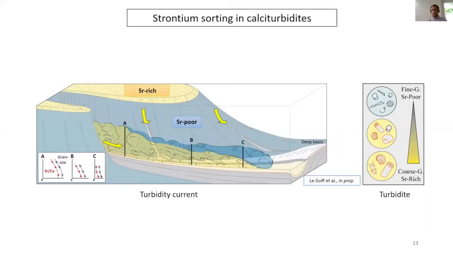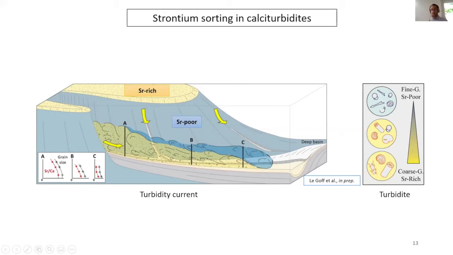So yeah, all right. I summarized this finding into this sketch, which represents, first of all, the correlation between strontium calcium ratio and grain size, and also the transfer from the platform tops with Sr rich grains, mixing with strontium poor pelagic fraction derived from the slope and the basin floor, and the deposits, the turbidite itself, which exposes a geochemical contrast resulting from this sorting.